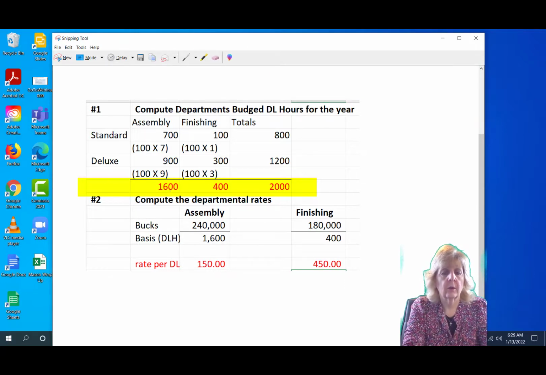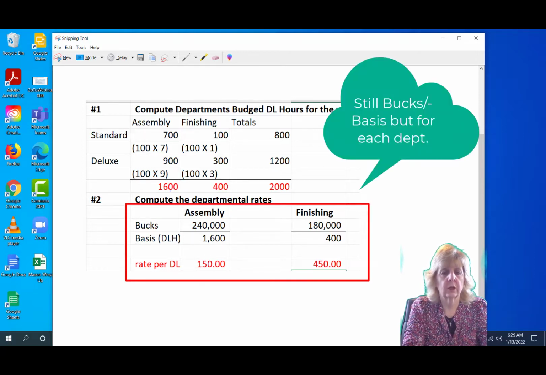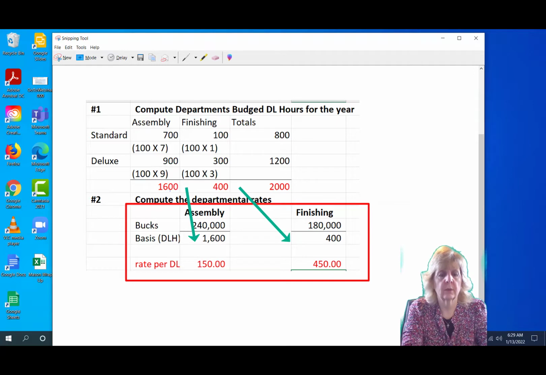That is our basis for requirement number 2 that asks you to compute the departmental rates. Remember, it's a bucks over basis calculation, but now instead of doing one single rate and shoving it down the company's throat, now we are exploring the possibility of having different rates in each department. The unique thing about this problem is they're both using the same bases.